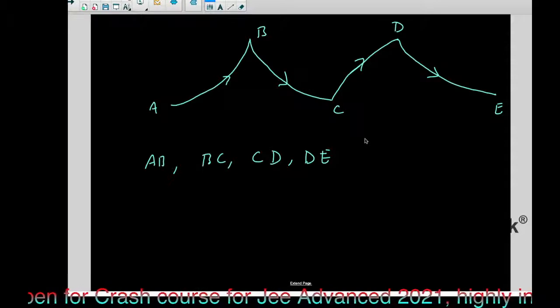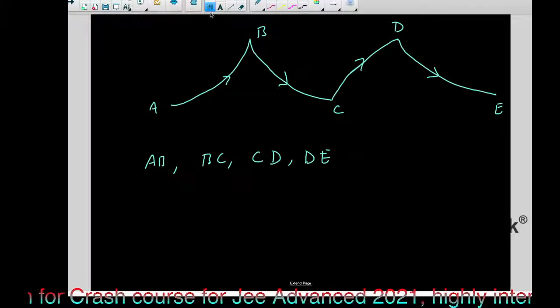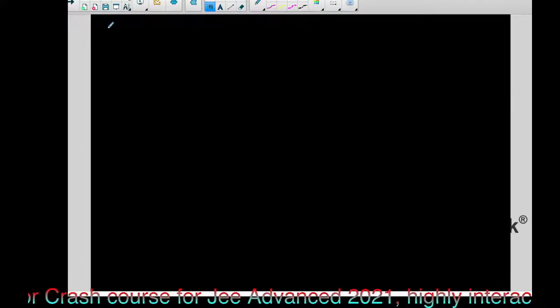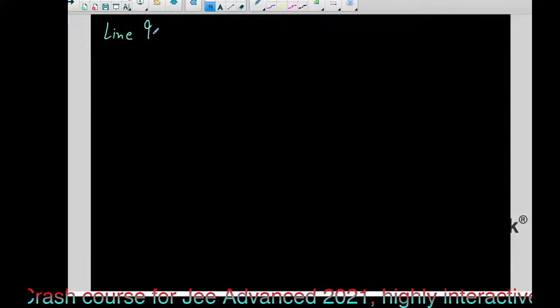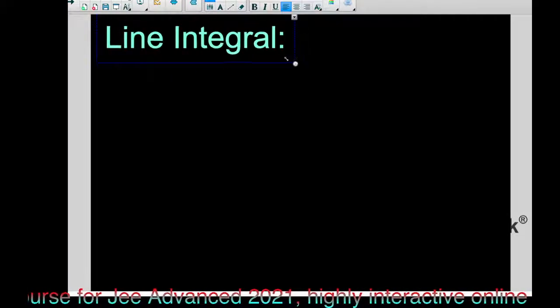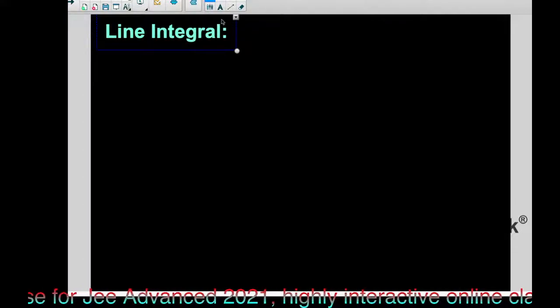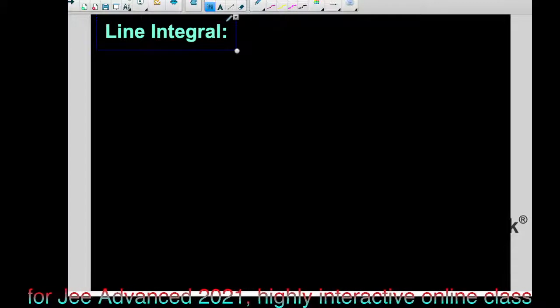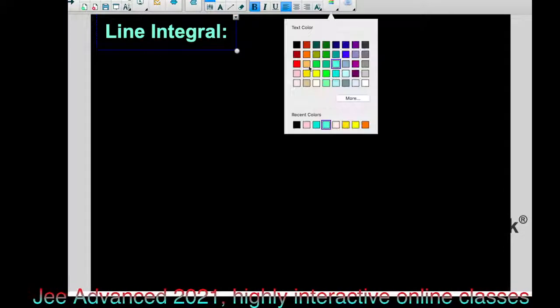Then, let me explain here for line integral. Let me write the heading: line integral. Now we are able to understand line integral because we have to go along these curves only, right? So look here. The definition of the line integral will be, although I have given the definition, let me write it once again.